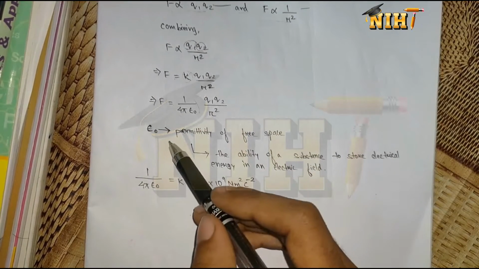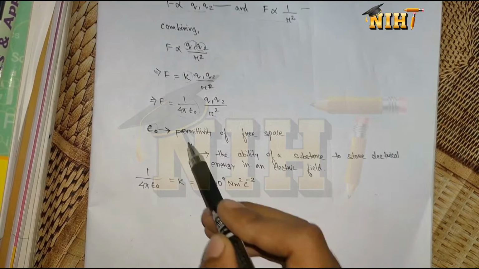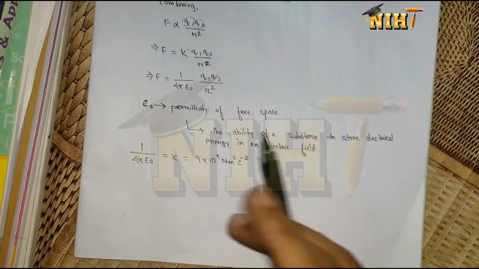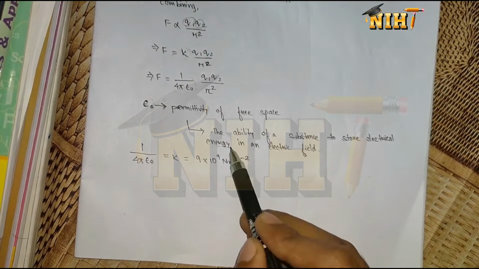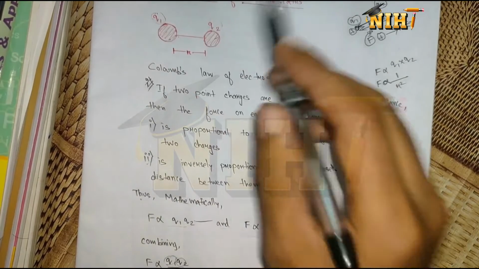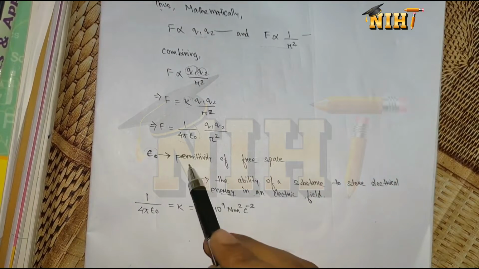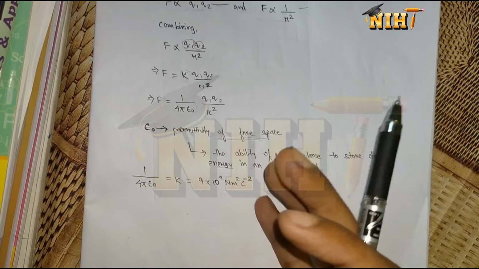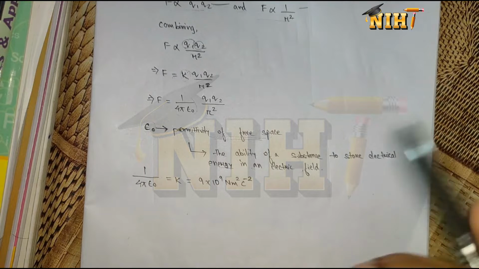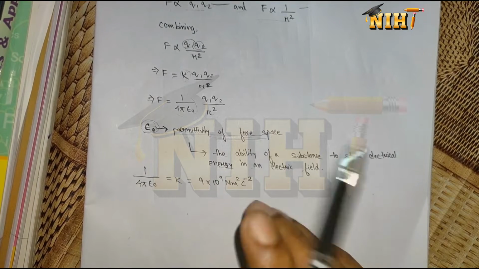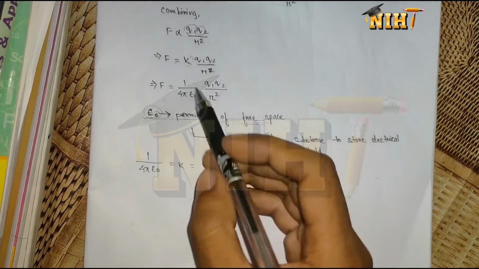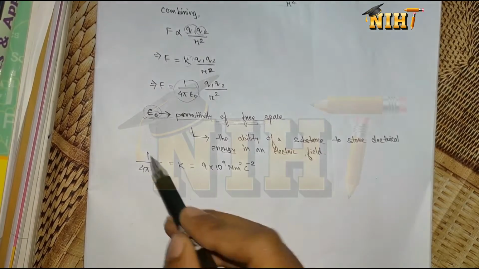Now you might be wondering what's the meaning of epsilon naught. Epsilon naught is nothing but permittivity of free space. Now what does permittivity mean? Permittivity is nothing but the ability of a substance to store electrical energy in an electric field. See, let's say we are conducting this experiment in free space, so we'll have to take the permittivity of free space, right? It means how much the free space can store electrical energy. That's given by epsilon naught, which is the permittivity of free space, and putting all together we have the value 1 by 4 pi epsilon naught.